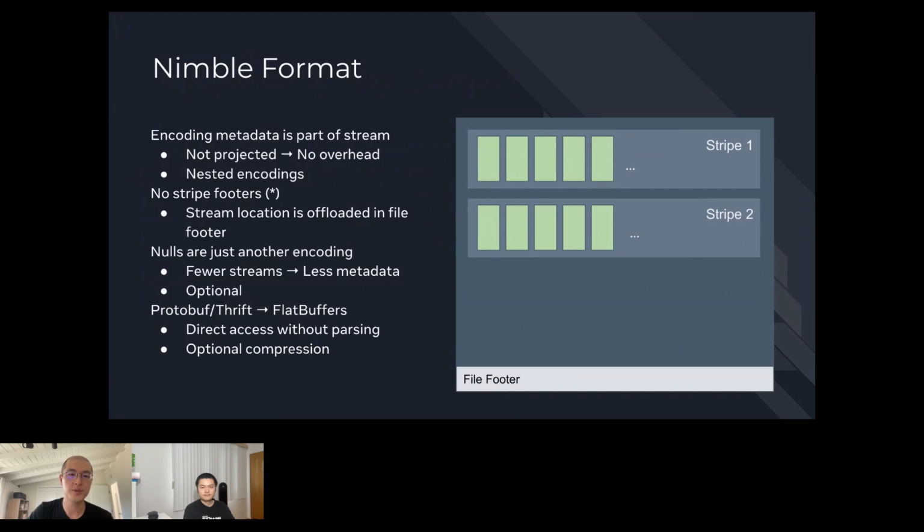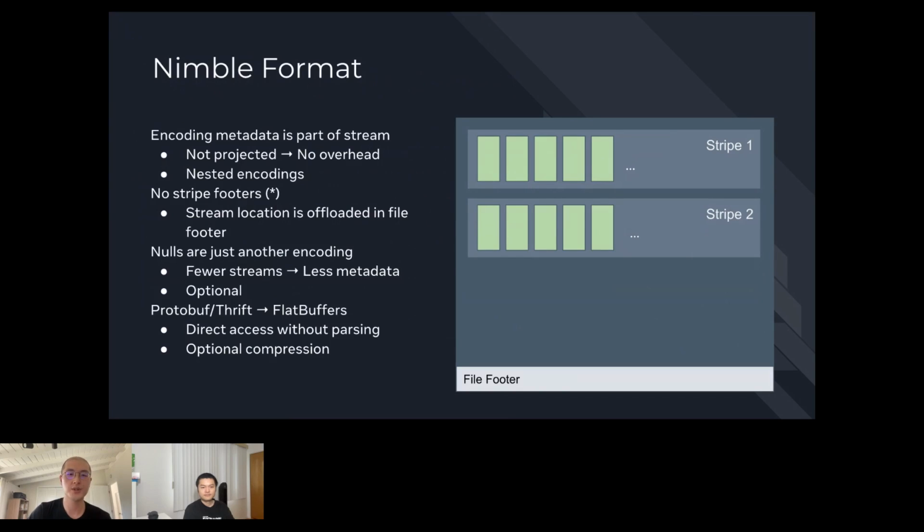As you may notice, there are no stripe footers anymore in each of the stripes. This is because after offloading the encoding metadata into the data streams, the stripe footer becomes very light. It essentially only contains the location of the data streams, and it's light enough for us to just push the stripe footers all the way down to the file footer.